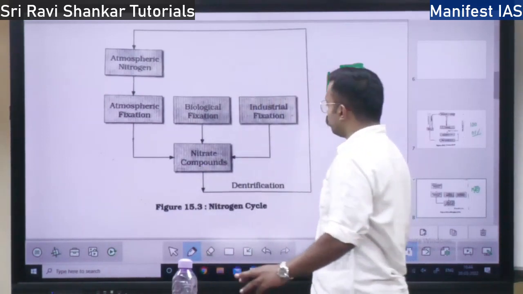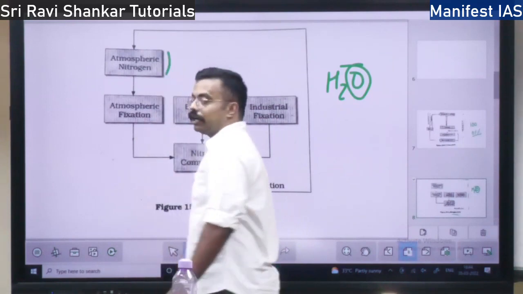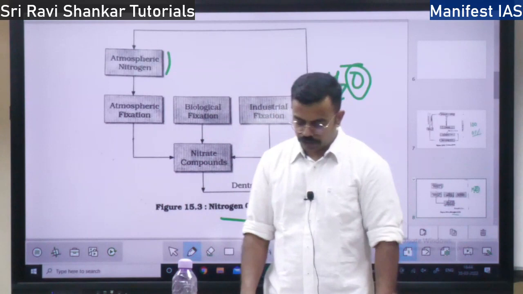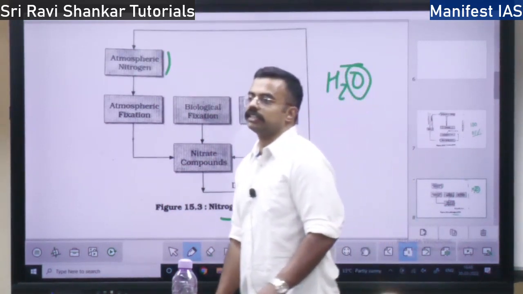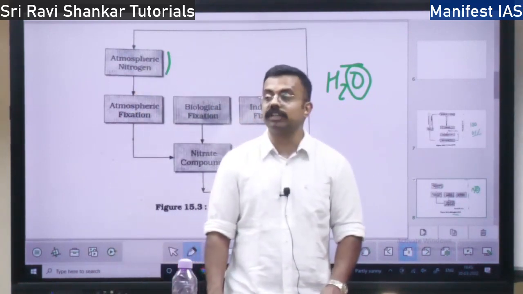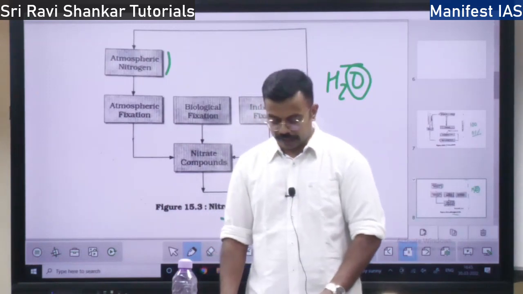Now next we will talk about the nitrogen cycle. In the nitrogen cycle, in the atmosphere there will be nitrogen that is fixed. Nitrogen cannot be directly used. Other things can be directly used. How much of the atmosphere is nitrogen? 78%, about 75% of the atmosphere is nitrogen. How much is oxygen? 21%, right?